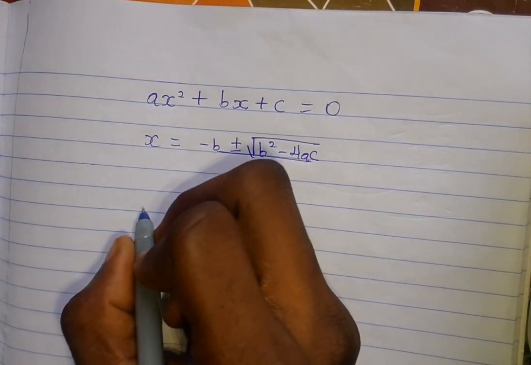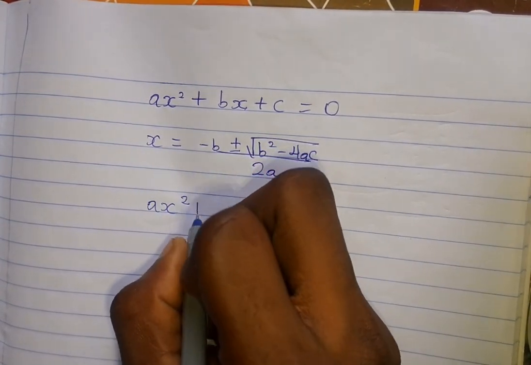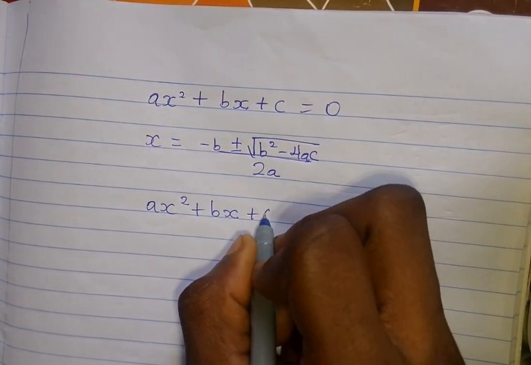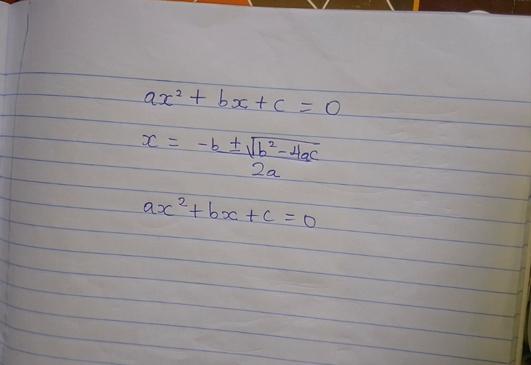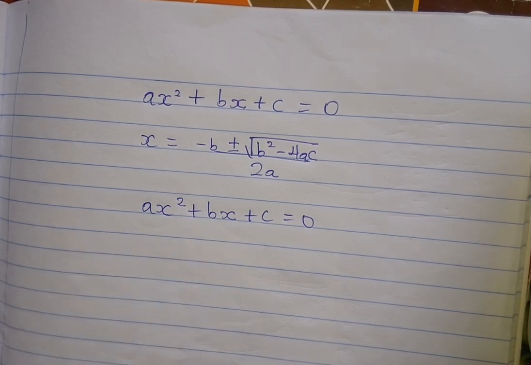Now how do we do it? Let me write the equation here again. Ax squared plus bx plus c equals 0. To start, we are going to use the completing the square method. That's the so-called completing the square method that many of us have issues with. I'm going to also explain it here using this equation.